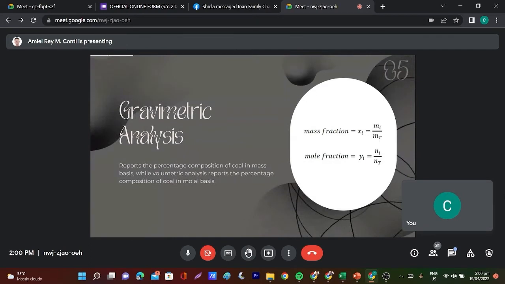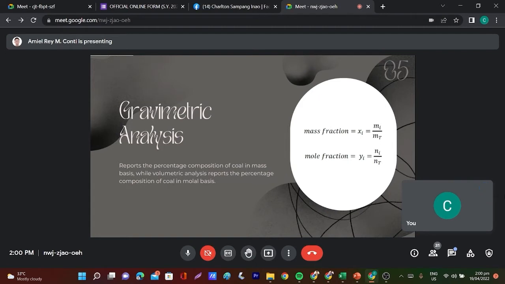So, these are the two types that can be done under ultimate analysis. Gravimetric analysis reports the percentage composition of coal on a mass basis. Here on the side is the formula. Gravimetric analysis focuses on the mass fraction of the different components of a fuel or coal.